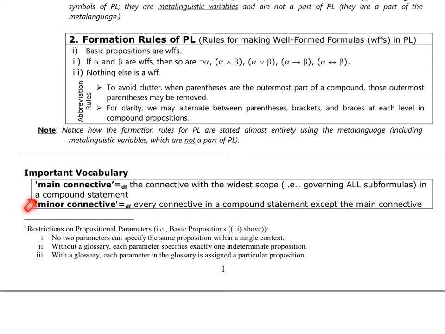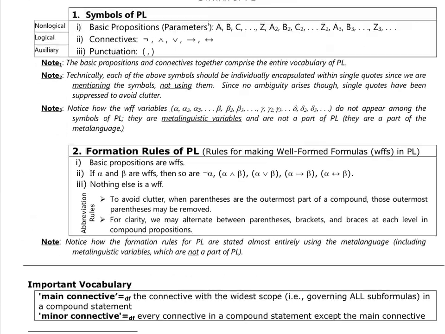The main connective and the minor connective. The main connective is the connective with the widest scope. It's governing all subformulas in a formula in a compound statement. And the minor connective, there's oftentimes many minor connectives, so there's always only one main connective of a formula. The minor connectives are every connective in a compound statement or proposition except the main connective of a compound formula.